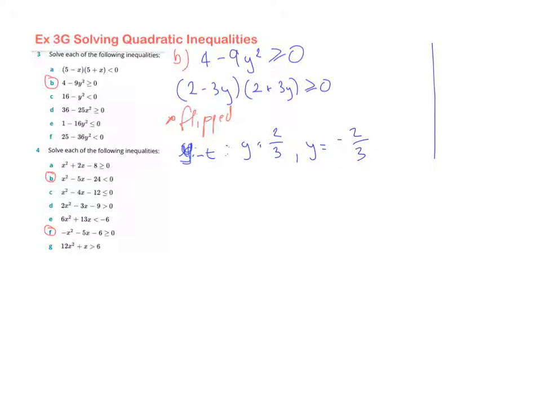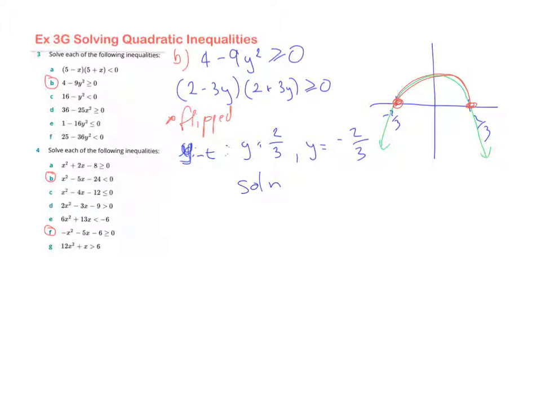Now draw my graph. So I've got my negative 2 over 3, I've got my 2 over 3. Now remember, it's a flipped graph, so it's going to look like that. Now I've got to look at this part. I want all of this to be greater than or equal to 0. So where is it greater than or equal to 0? It's this side. And because it's greater than or equal to, I've coloured in my dots, and it's that part there.